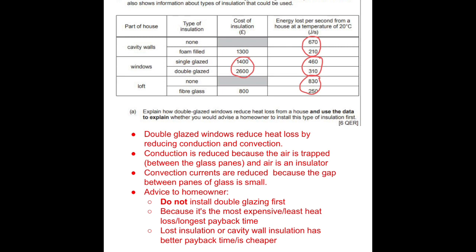So your second lot of 3 marks here are for the advice you'd give the homeowner, and that's looking at the cost and looking at the amount saved. So you could do some maths if you wanted to back that up. If you were going to do some maths, you would talk about the difference between these two.